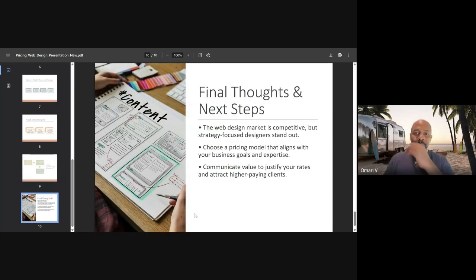So, final thoughts: web design's market is competitive, but strategy-focused designers will stand out. Make sure to choose a pricing model that aligns with your business goals and expertise, and communicate value to justify your rates and attract higher-paying clients. That is it.